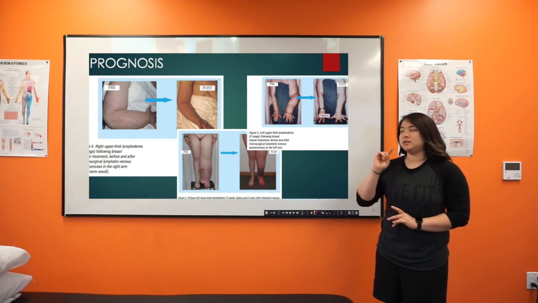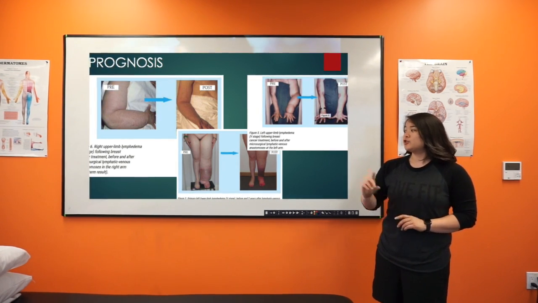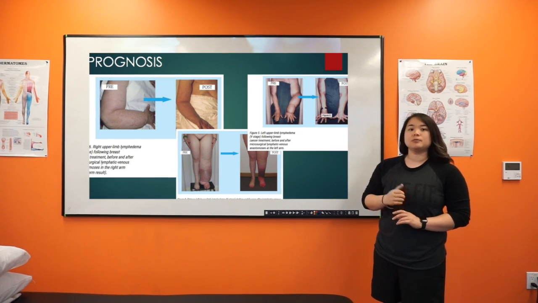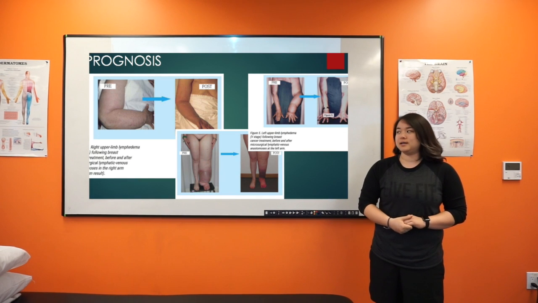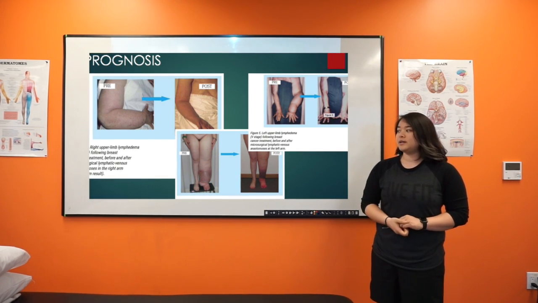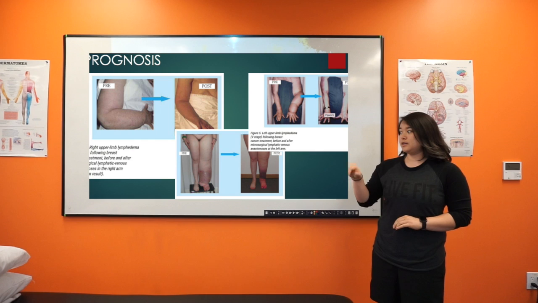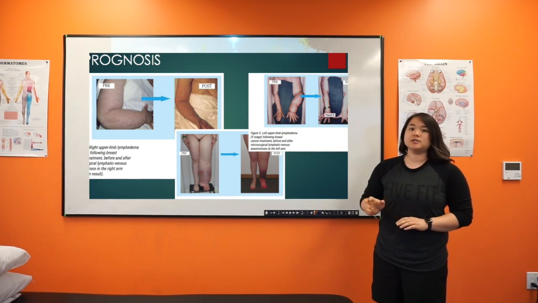As you can see in these pictures here, after treatment, these patients were able to get their swelling down as well as the inflammation and some of the side effects in the skin as well.